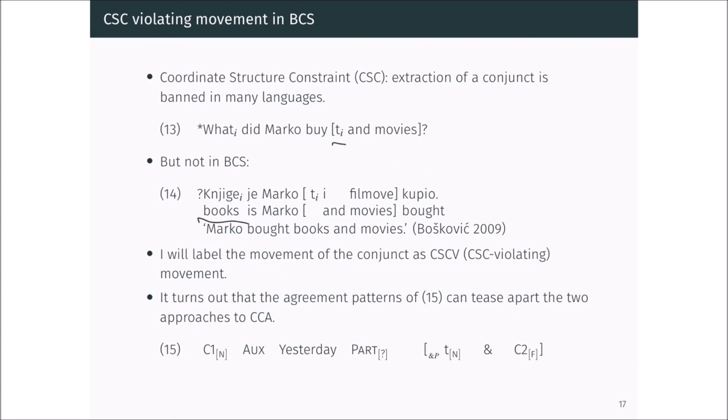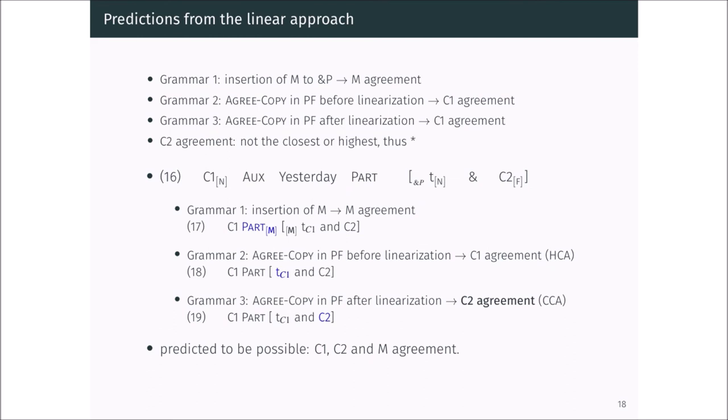It turns out that the agreement pattern on the participle in sentences with CSCV can tease the two approaches to conjunction agreement apart. So let's look at the predictions from the two approaches. First, the predictions from the linear approach. Remember that we have three grammars from the linear approach. Well, what happens in 16, where the C1 is moved out of the conjunction? Well, the first grammar is not affected, because the first grammar says, when we have a feature mismatch, insert a masculine and the participle will agree with the masculine. So that predicts that masculine agreement is okay in a sentence like 16. The second grammar is when the agree copy is postponed in PF, but before linearization. So that's the highest conjunct agreement.